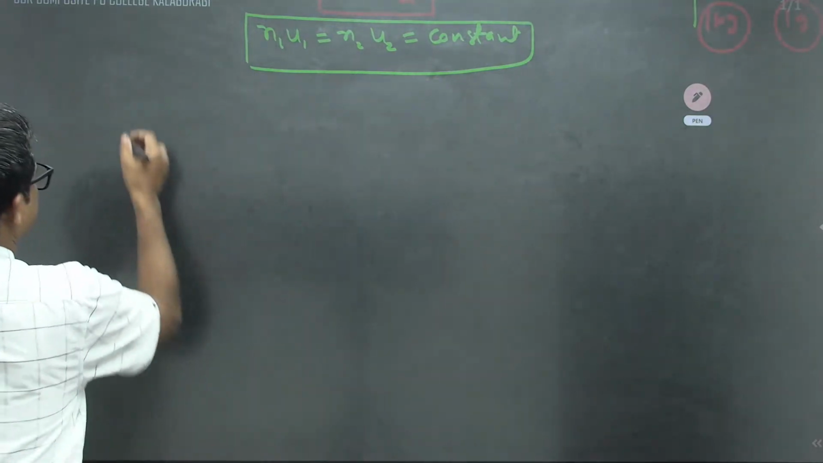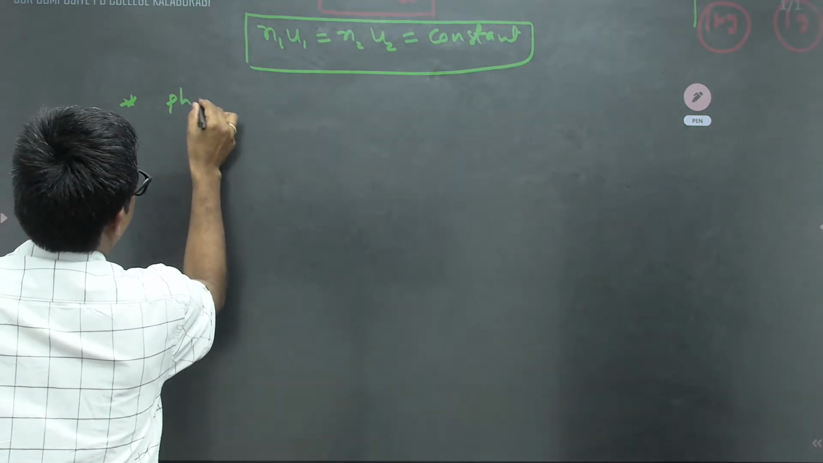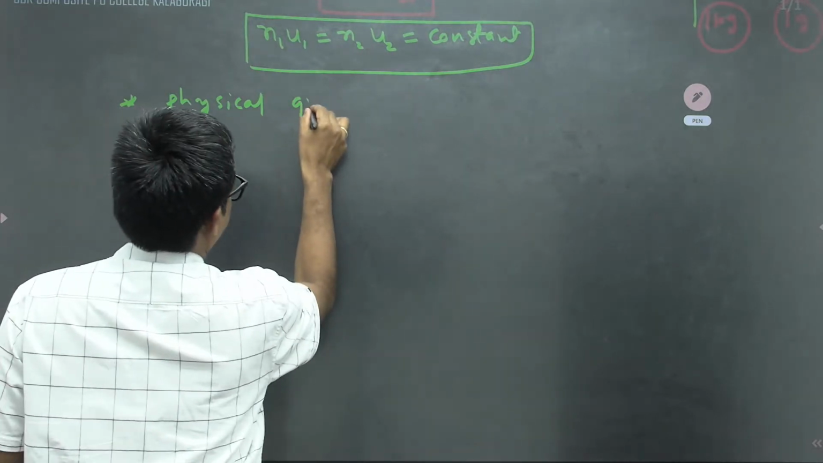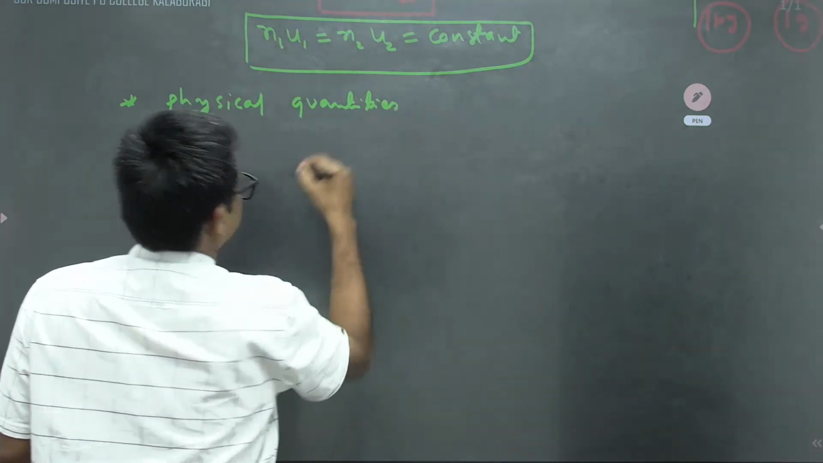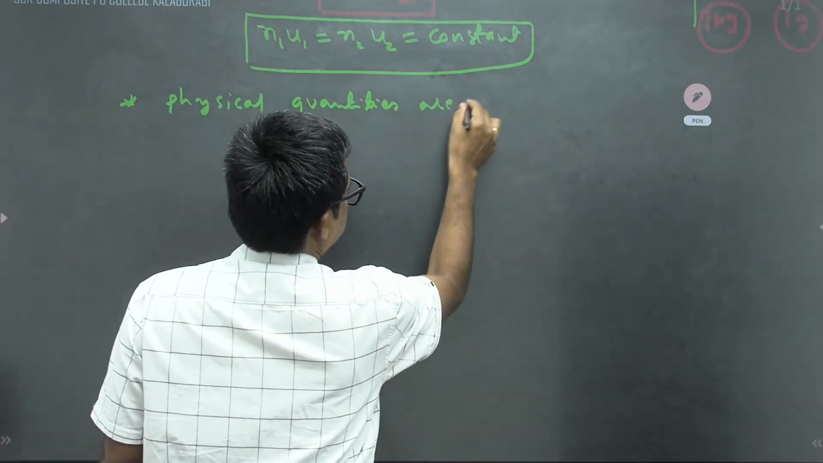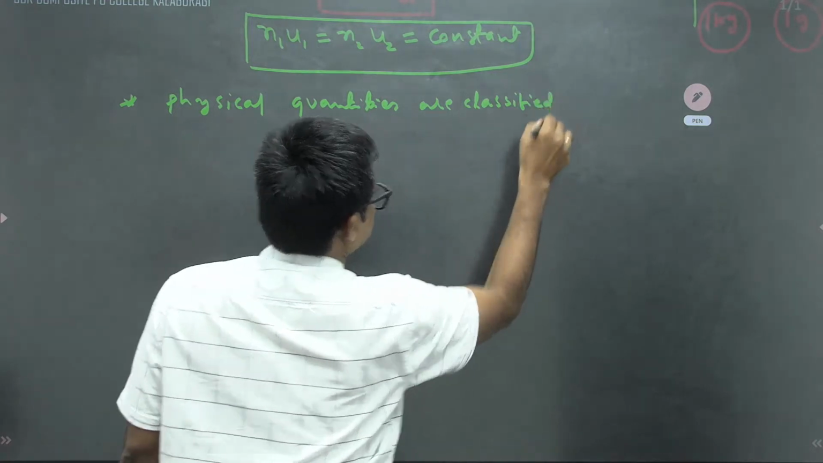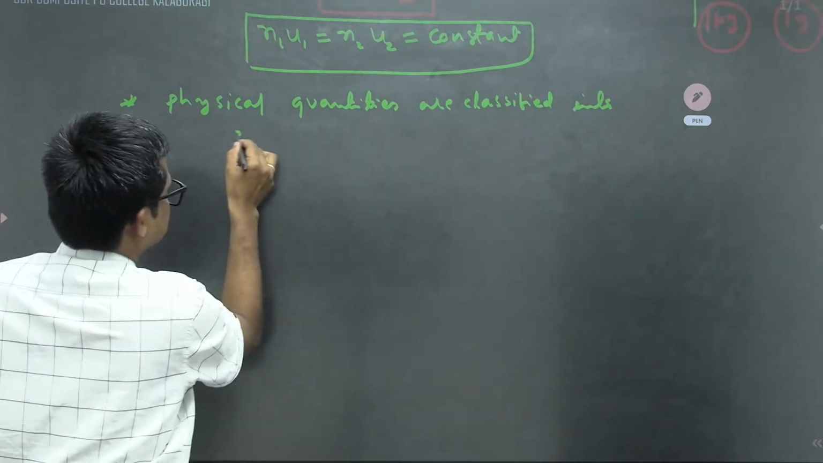Let me take it step by step here. Physical quantities are classified into two classes.